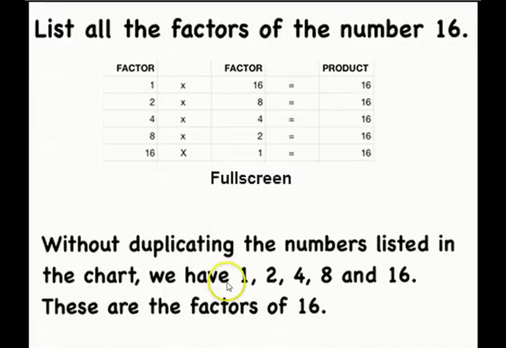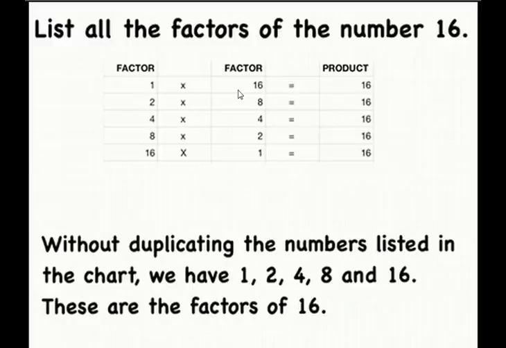So we used a 1, a 2, a 4, an 8, and a 16. Going down this way, you can see all of these numbers listed. 1, 2, 4, 8, 16. Now if you go to this side, it's the same numbers, just written this time going up. 1, 2, 4, 8, and 16. It's the exact same numbers. So when I list them, I only want to write them down once. And these are all the factors of 16.